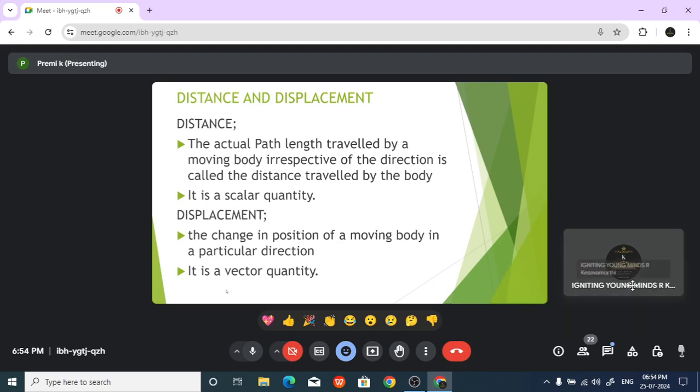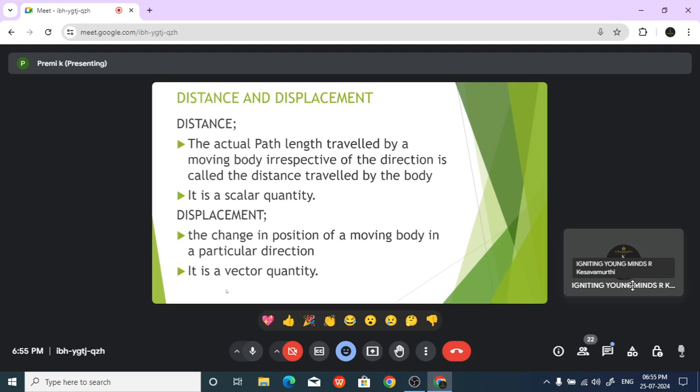What is scalar and what is vector? Ma'am, scalar quantity means it has only its magnitude, ma'am. Super. But vector has? Both direction and magnitude, ma'am. Exactly the same. Okay.